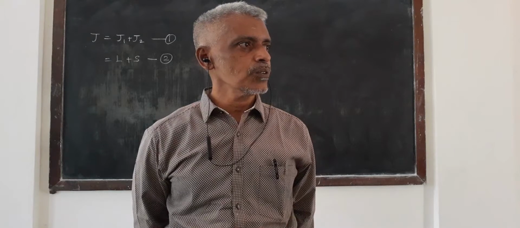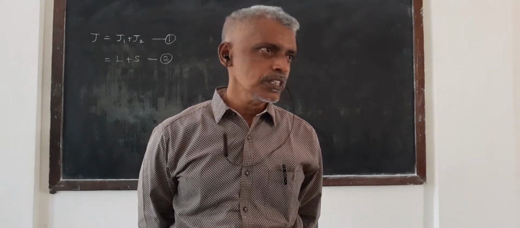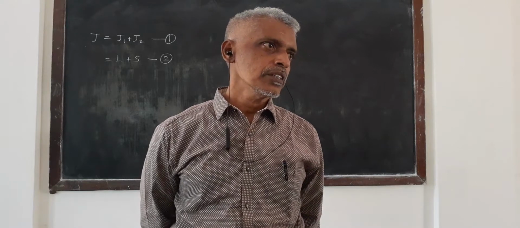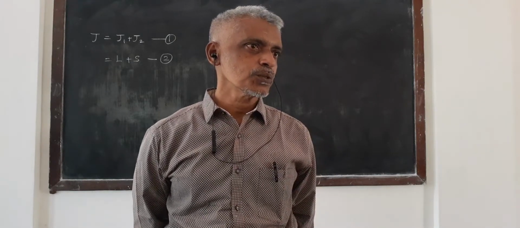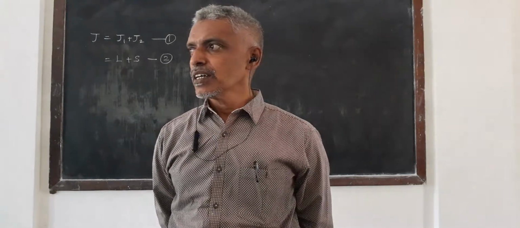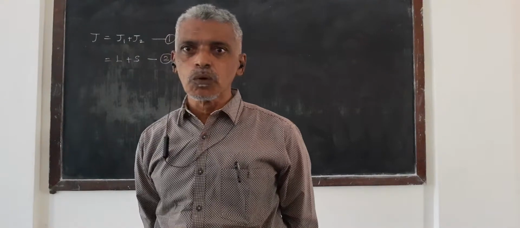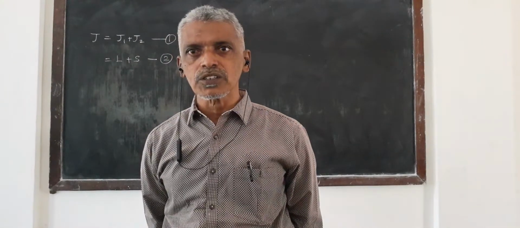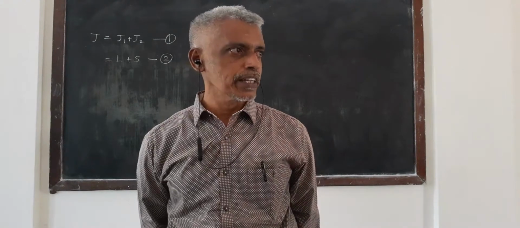So I am asking you the starting point. J is equal to L plus S, good, and J is also equal to J1 plus J2. These things are two special cases. Equation number 2 stands for one case. Equation number 1 stands for one case.